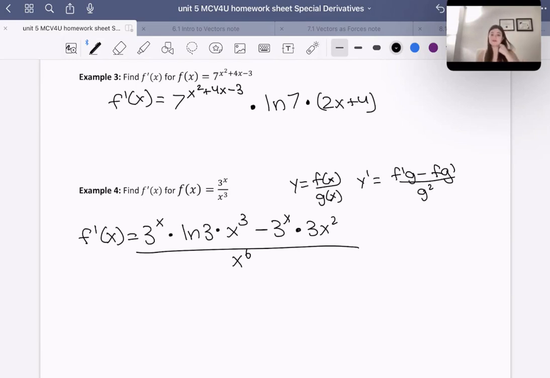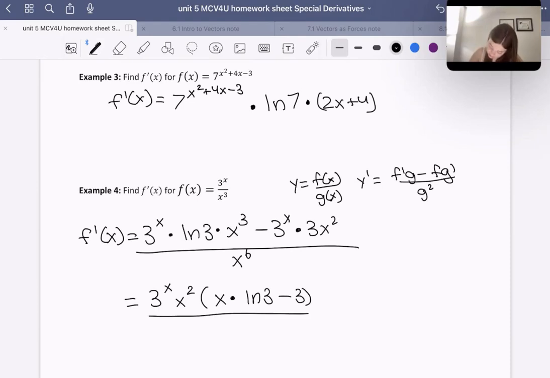So there's actually a few things we can factor here to make this a little bit more digestible for us. So I'm going to do that. I'm going to say this is 3 to the power of x times x ln 3 minus 3, over x to the power of 6. And from there, we could knock off a couple of those, and we could say this is 3 to the power of x over x to the 4, times x ln 3 minus 3.